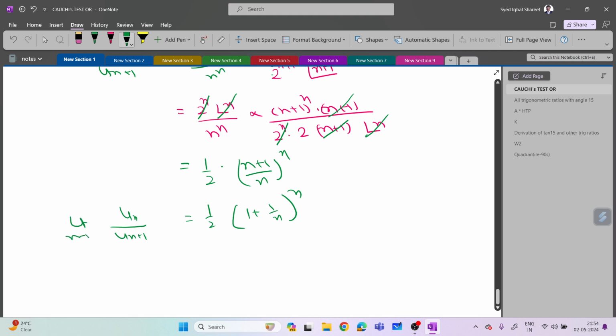Apply the limit as n tends to infinity on both sides. This is 1 by 2, and the limit as n tends to infinity of 1 plus 1 by n whole to the power of n is the standard limit e. So this is e by 2, half of e. Half of e is greater than 1, so convergent. Therefore, summation un is convergent.